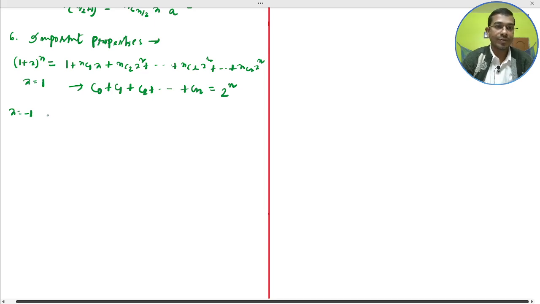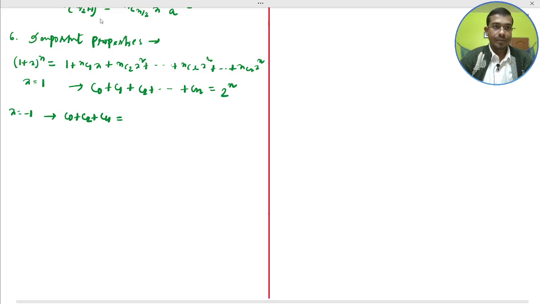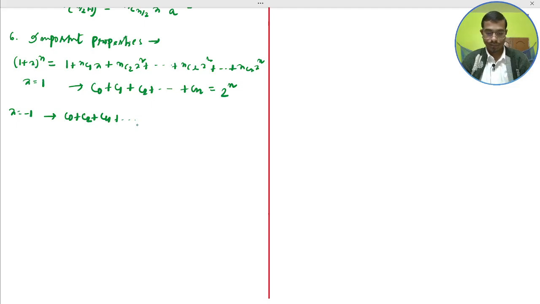Next, for x equal to minus 1: C0 + C2 + C4 + ..., this is the even one, is equal to C1 + C3 + C5 + ... This is the even one and the right hand side is the odd one.